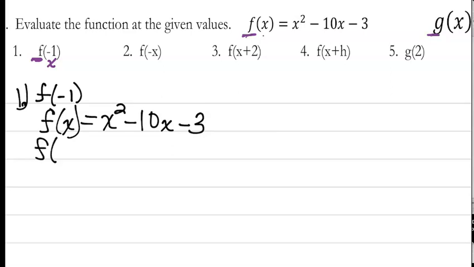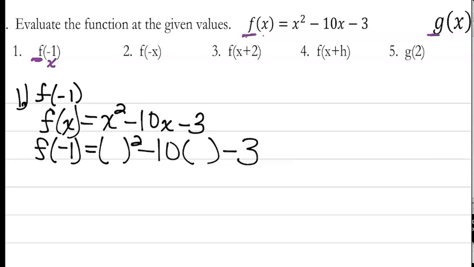Now wherever there's an x, I need to replace it with a negative 1. So the first thing I'm going to do is write down what I had for f of x, but anywhere where there was an x, I'm not going to write the x. Instead, I'm going to write a parentheses. So instead of x squared, I have parentheses squared. Instead of minus 10x, I have minus 10 parentheses. And then I copy down that minus 3. Now inside those parentheses, I put my negative 1.